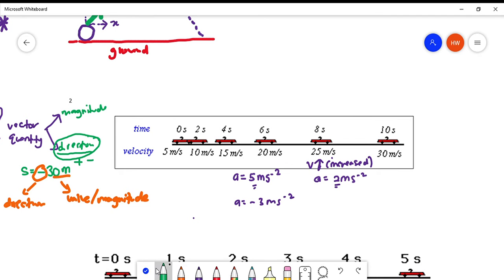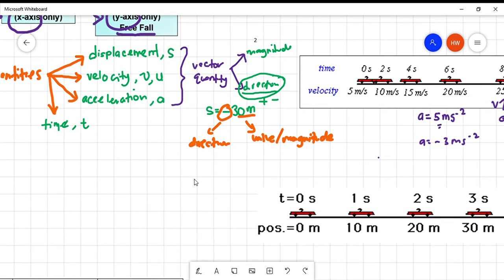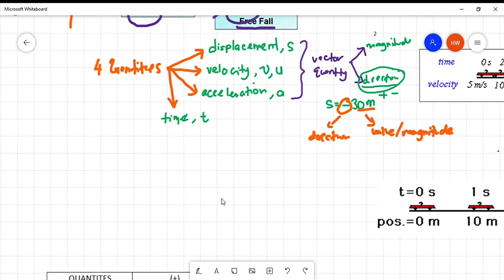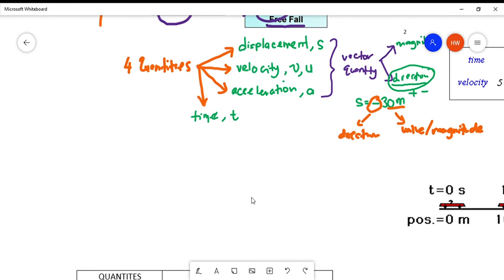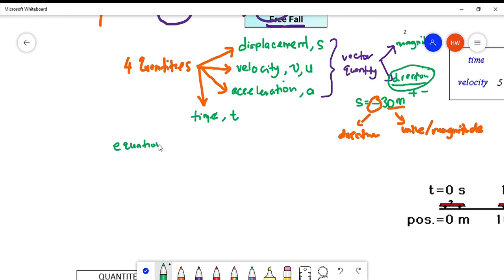Bukan new pun, awak dah biasa dah tengok equation ni. Okay, sebelum kita pergi kepada practice, kita akan tengok the equation of motion. Okay, kita ada 4 equation of motion, dan kita akan guna equation ni untuk kita selesaikan problems. Okay, to solve the problems later.